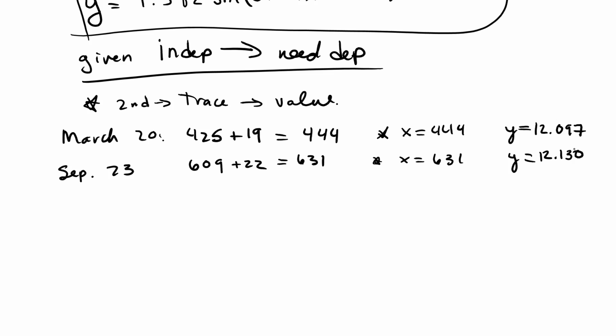And that makes sense. The shortest day of the year is the winter solstice. The longest day of the year is the summer solstice. And the spring and fall equinox should be around the same. And they are. So in March, the spring equinox, it's 12.097, and it's almost half of the day. That's pretty cool too. And in September, the fall equinox, it's 12.130.